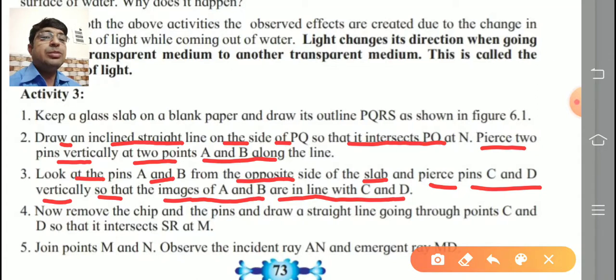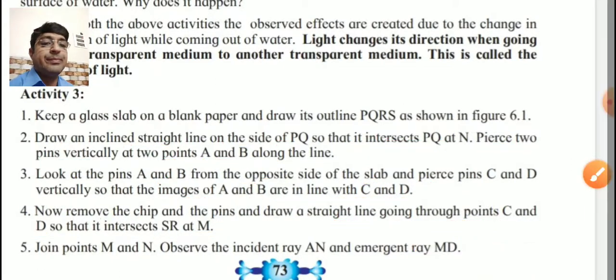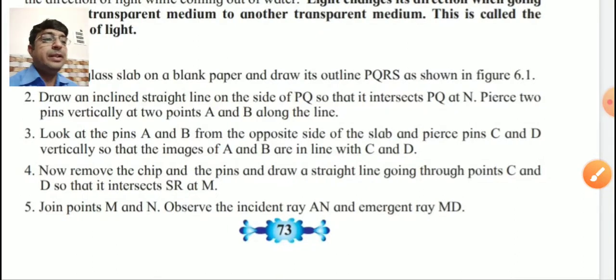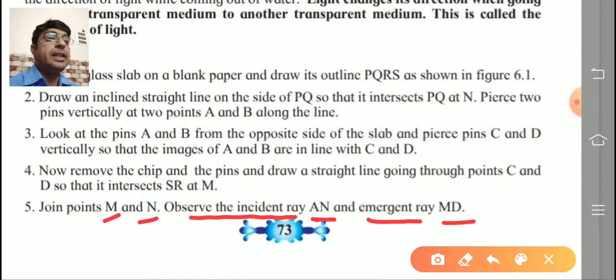Now remove the glass slab and the pins and draw a straight line going through points C and D so that it intersects SR at point M. Join points M and N and observe the incident ray AN and the emergent ray MD.